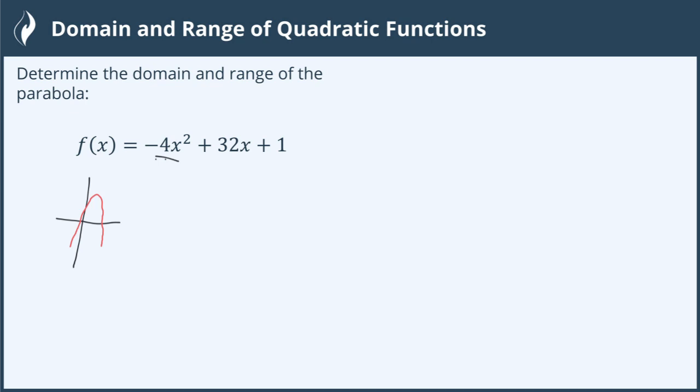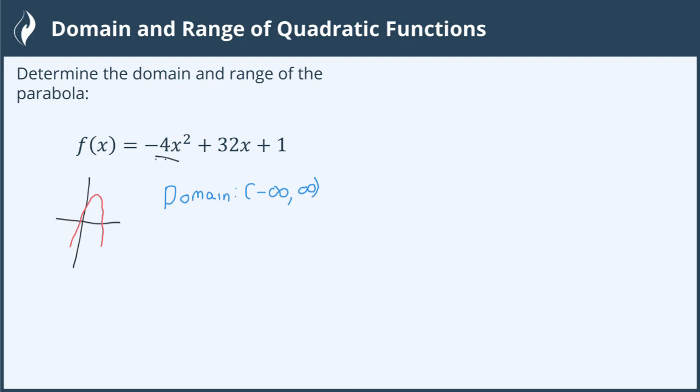Now notice that with this parabola, there are no restrictions on x values. There is nothing that x is not allowed to be. And that is going to drive our domain. The domain is all possible x values. In this case, there are no restrictions, so the domain is any real number or negative infinity to positive infinity.